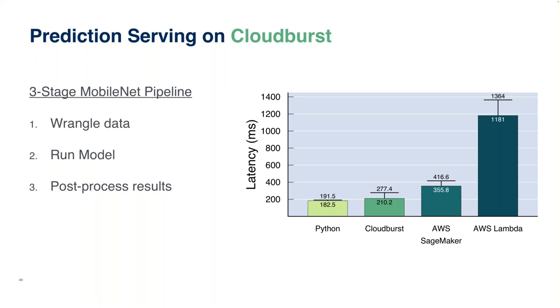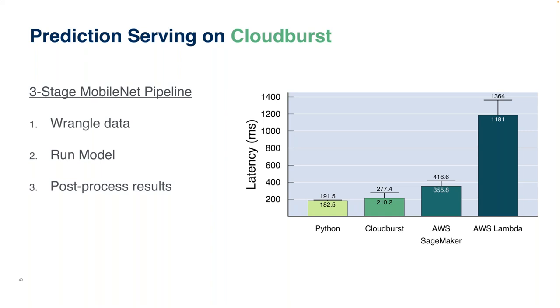And so all those round trips to storage are costing you like 6x what it would be to run on your laptop. Cloudburst is nearly as fast as your laptop, even at the P99, even in the cases where you're at the tail of the distribution. Interestingly, we also ran this on AWS SageMaker, which is a purpose-built machine learning system. Mind you, Cloudburst is not designed originally for machine learning inference.